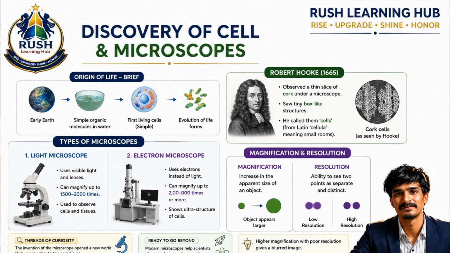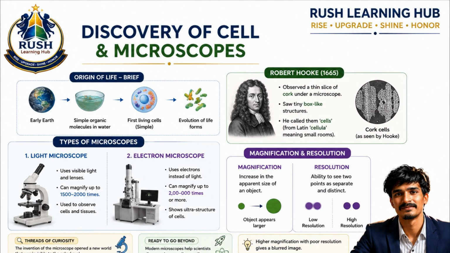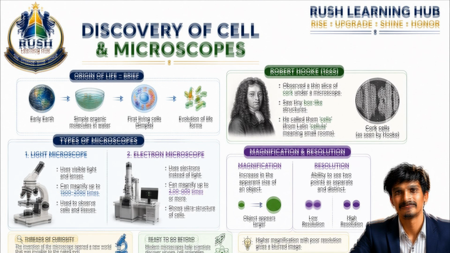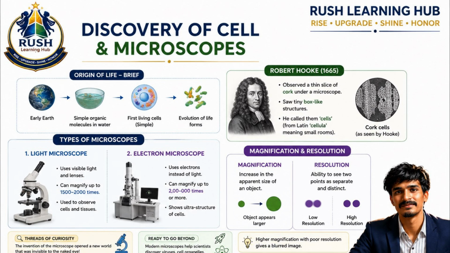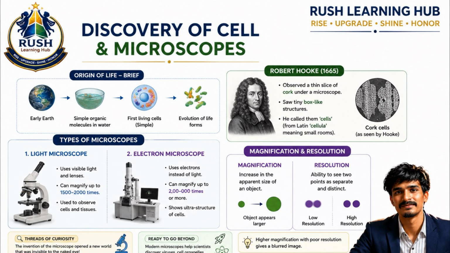Now the question arises, what exactly is a microscope? A microscope is an instrument used to observe objects that are too small to be seen with the naked eye. Microscopes work by magnifying tiny objects, making them appear much larger than their actual size. The earliest microscopes were simple, but modern microscopes are highly advanced and allow scientists to study structures at the cellular and even molecular level. There are two major types of microscopes that you should know.